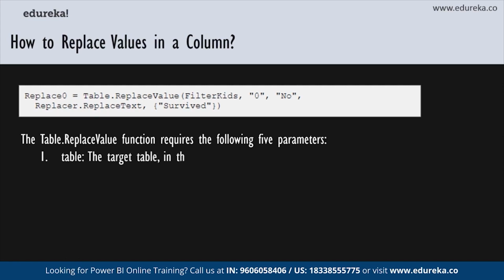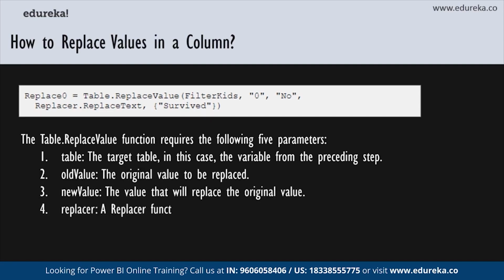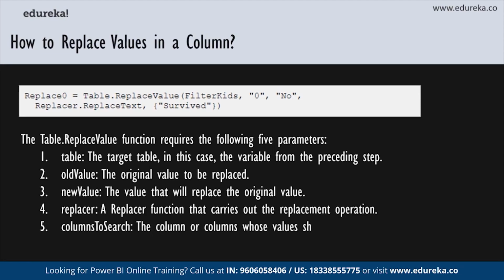Now, the table replace value function requires 5 parameters in total. First, you have the table, which is the target table, in this case, the variable from the preceding step. Second, you have the old value or the original value, which has to be replaced. Then you have the new value, which you will replace the old value with. Then you have a replacer that carries out the replacement operations. And finally, you have columns to search, now, the column or columns whose values should be replaced.